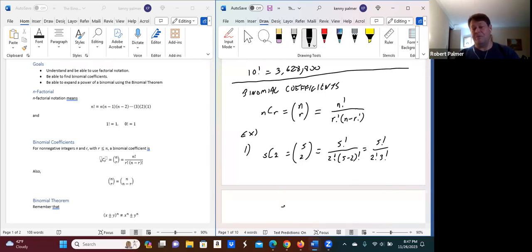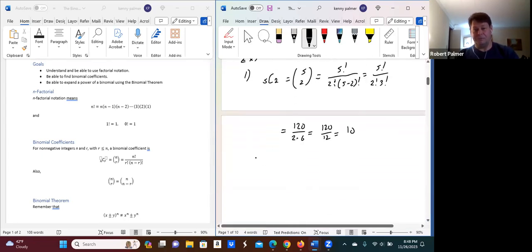Now if we simplify and multiply this out, 5 factorial was 120, 2 factorial was just 2, 3 factorial was 6, and so we have 120 divided by 12, and this is just going to be 10. And that's what that number is. Let's do a couple more.